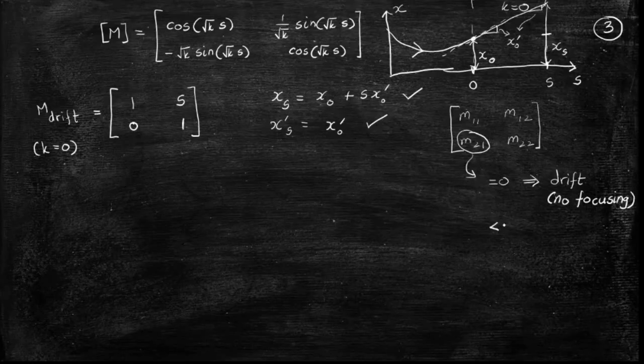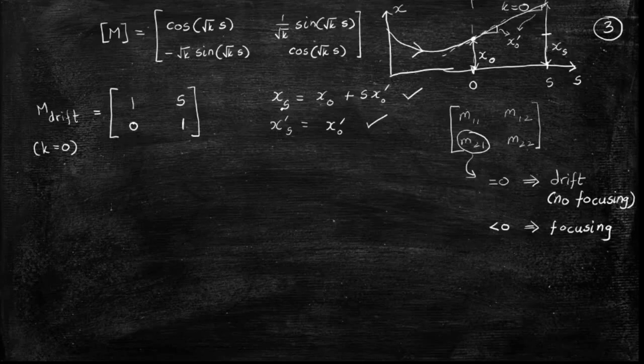However, if that term is less than 0, suppose it is a very, very small number, minus delta. Then basically you will get x prime of s equal to x prime of 0 minus delta times x0. Which means that if this is slightly negative, you will get a small reduction in the divergence, which means that it represents a focusing kind of behavior. This logic is clear?